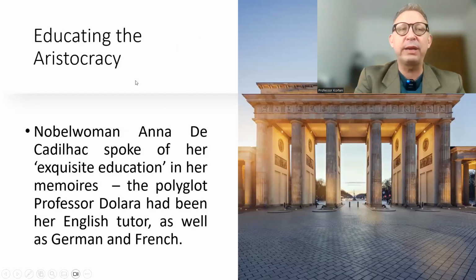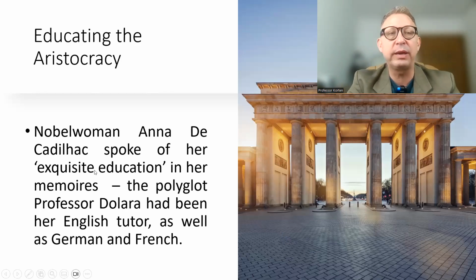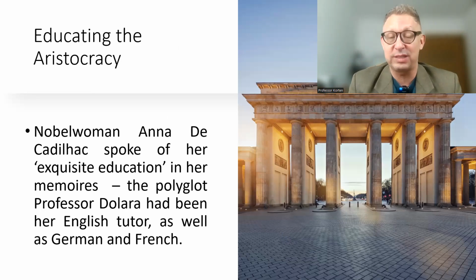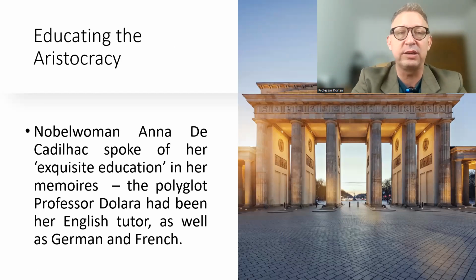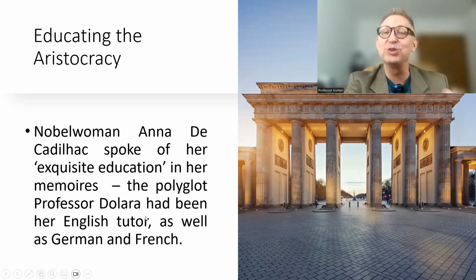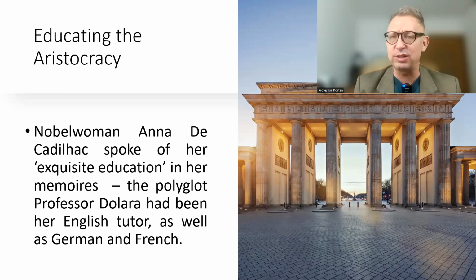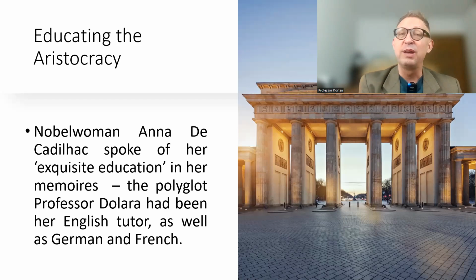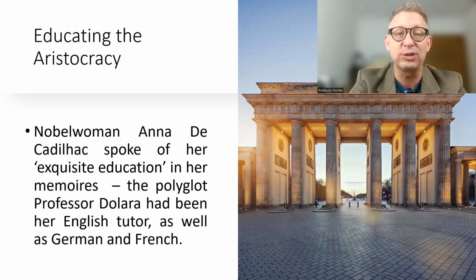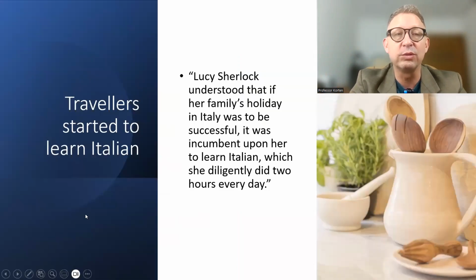Educating the elite. So here we have the aristocracy. So we have here, she had an exquisite, meaning very prestigious, very special education with a professor, not only in English, but also German and French. So if you were really aristocratic, you learned English, but you still learned French in the 19th century. It was still a point of social status. German was actually quite extra and not so common.